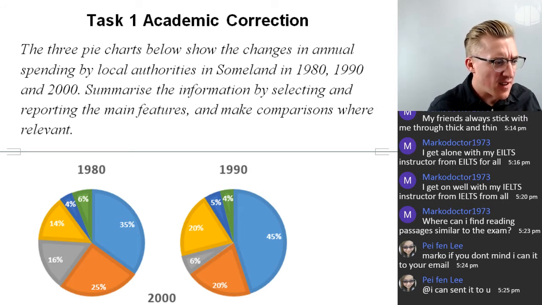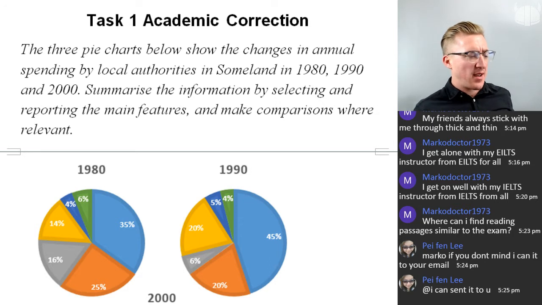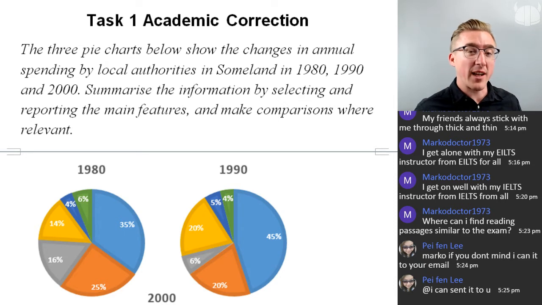Cool. Ooh, good question here. Where can I find reading passages similar to the exam? That's a pretty good question. You want to basically search for any topic that is similar to one that you see in the practice exam. Biology topics are good. There's a website called New Scientist that is good, as well as National Geographic. I know for a fact that many of the IELTS reading passages come directly from National Geographic articles.